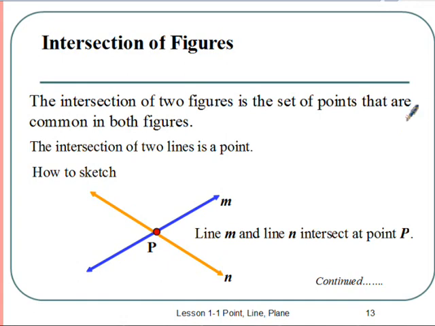Intersection of figures. The intersection of 2 figures is the set of points that are common in both figures. You guys know what an intersection is, but some important facts about intersections. 2 lines always intersect at a point. So line M and line N intersect at point P.